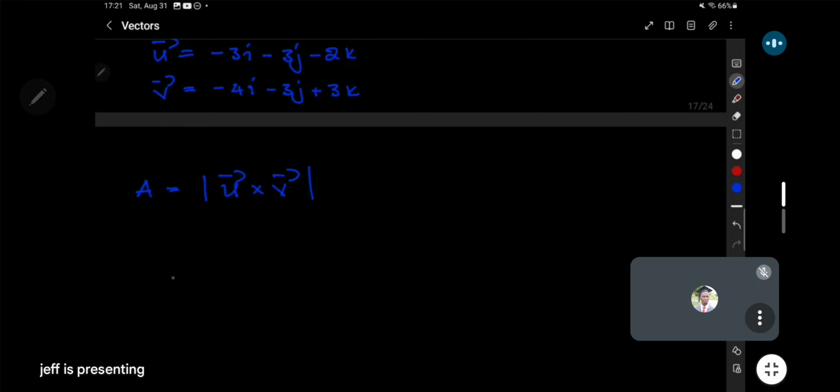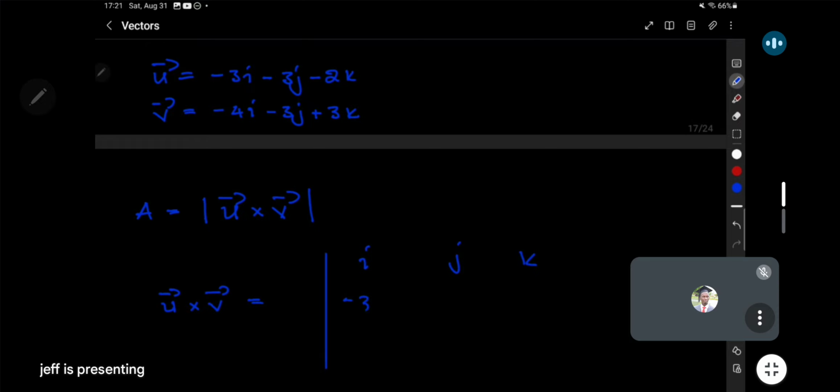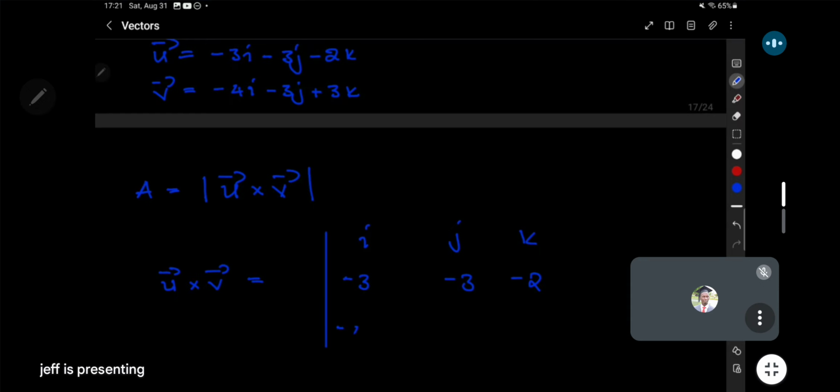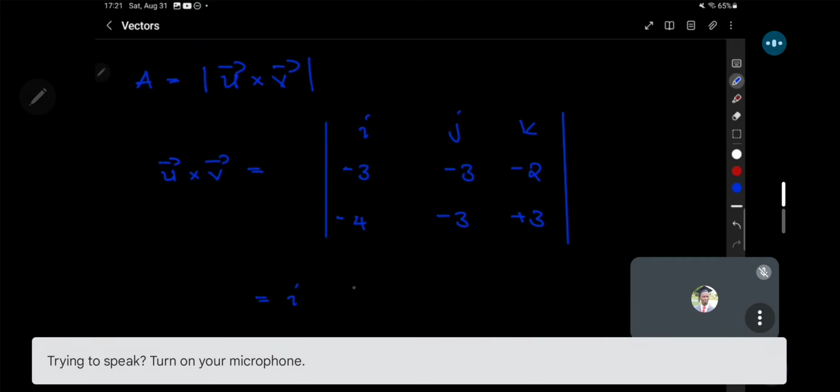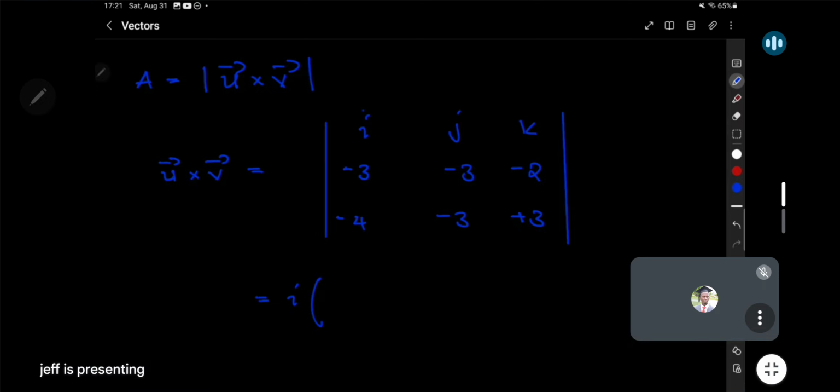So for starters, I'm first just going for U cross V. To get U cross V, I'll use the determinant method. I, J, K. From U, I have minus 3, minus 3, minus 2. From V, I have minus 4, minus 3, plus 3. Using the determinant method, I will leave out this row and column.